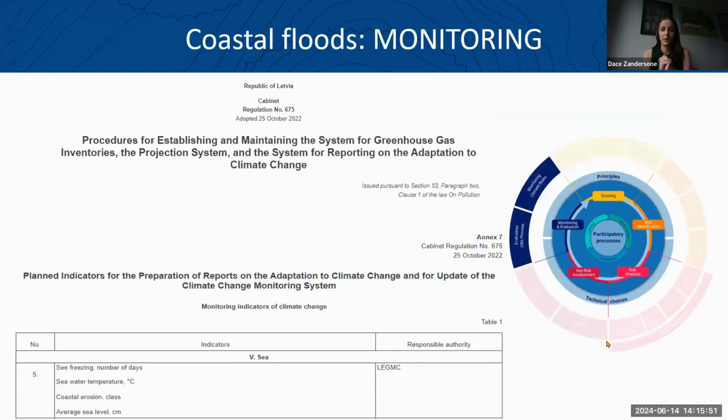Then there is another phase called monitoring and evaluation. So this is the monitoring part. A few years ago, we got a new cabinet regulation about climate change monitoring, and in this regulation there is also a section about the sea. So as a Meteo Center, our responsibility is to monitor the average sea level and also coastal erosion. This is something that is already written in the regulation. It means that there is also money for this, so we can do it.